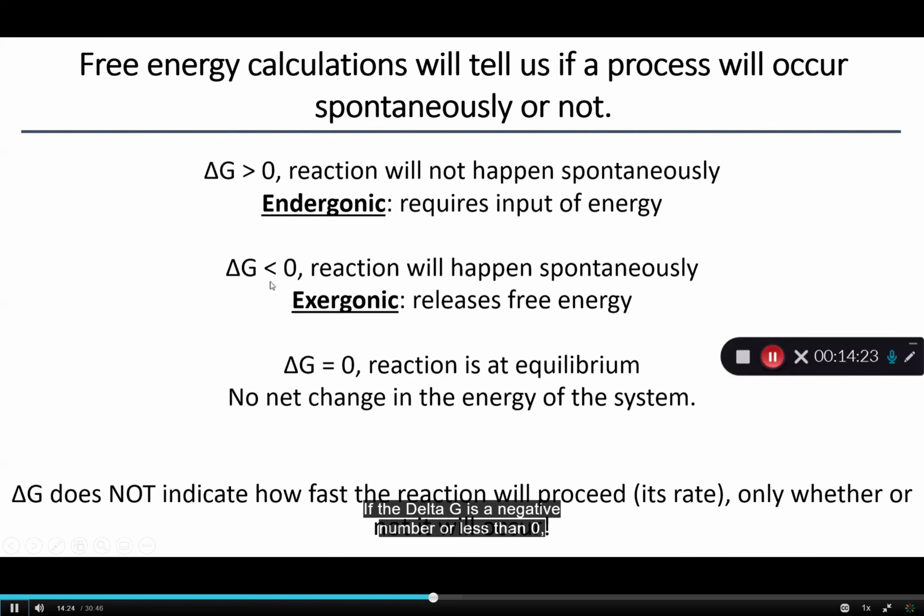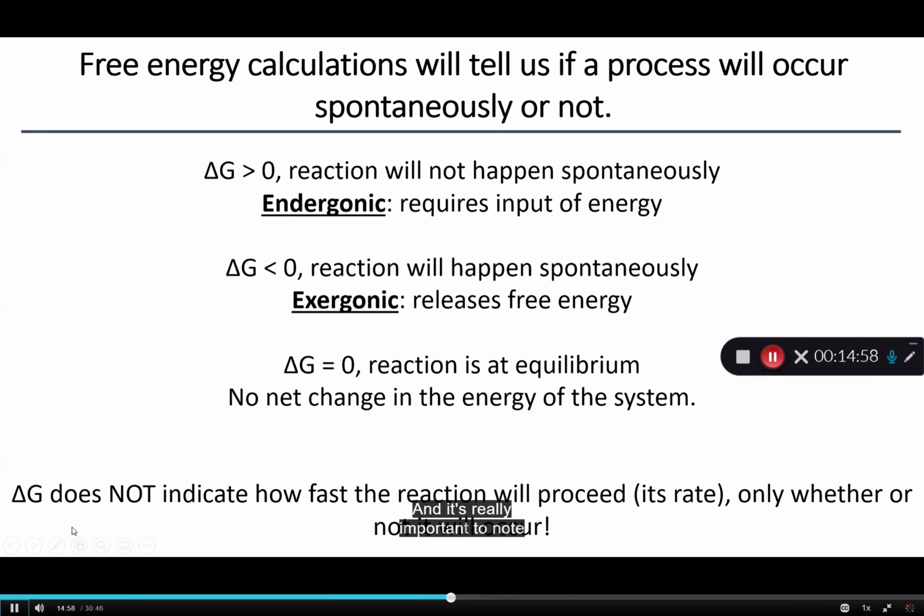If the delta G is a negative number, or less than 0, the reaction will happen spontaneously on its own without the input of energy, and therefore energy is released into the surrounding environment. We call that an exergonic reaction. So endergonic reactions are non-spontaneous, exergonic reactions are spontaneous. If there's no net change in the energy of the system, so if the amount of energy being released equals the amount of energy being absorbed, then delta G is 0, and this represents the reaction at its equilibrium state.